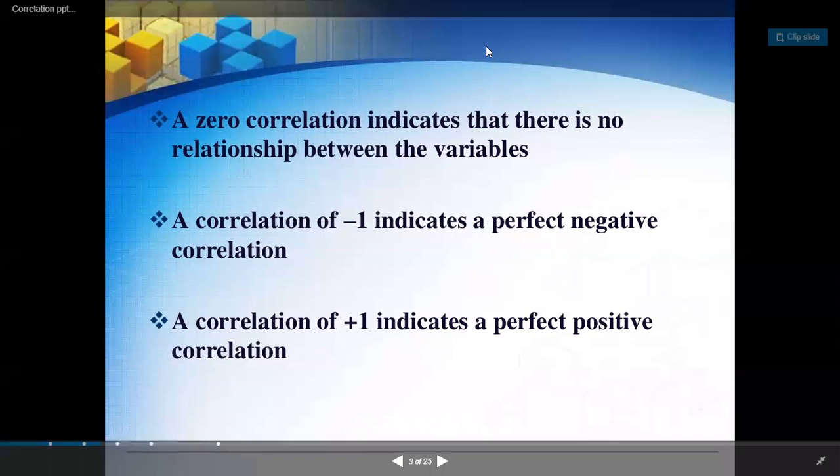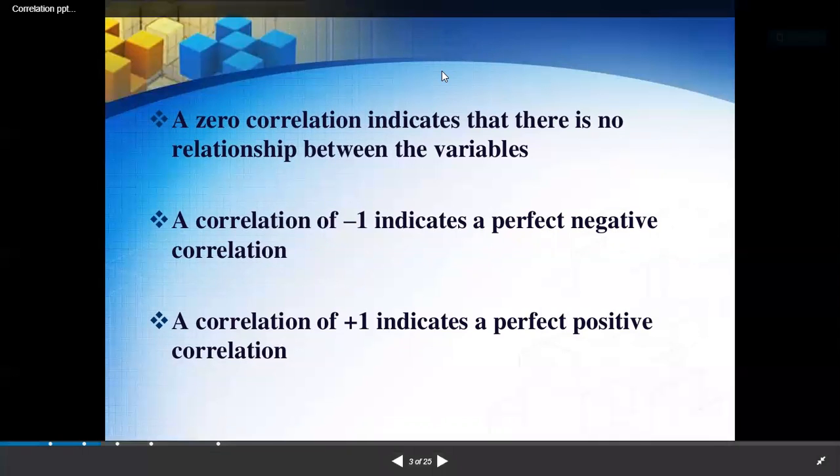Now we will discuss the types of correlation. How many types of correlation are there?